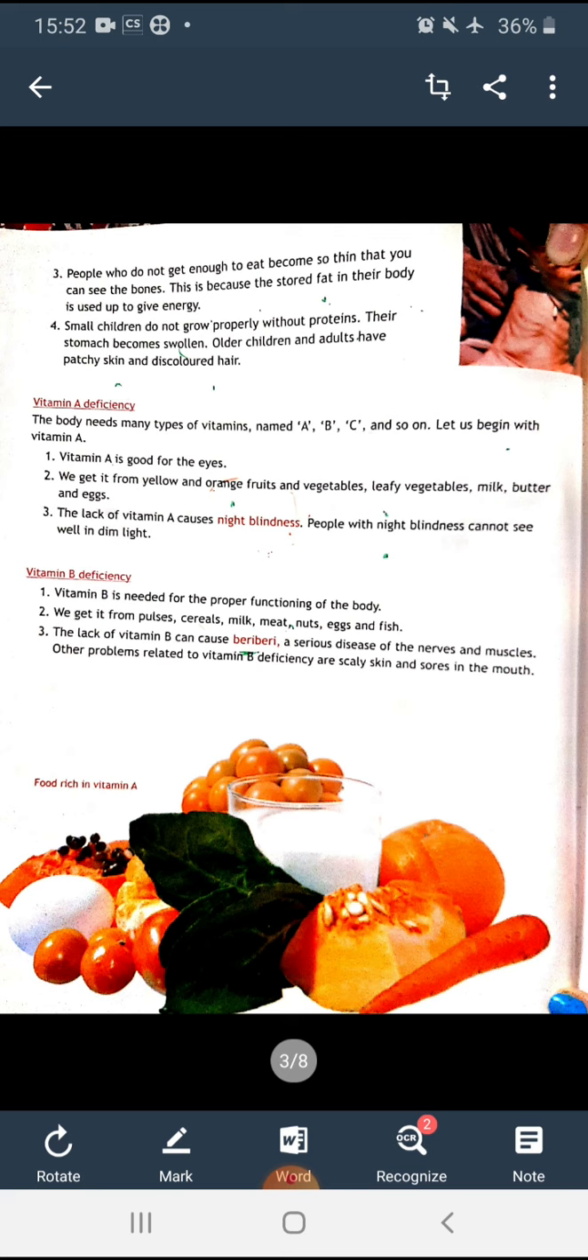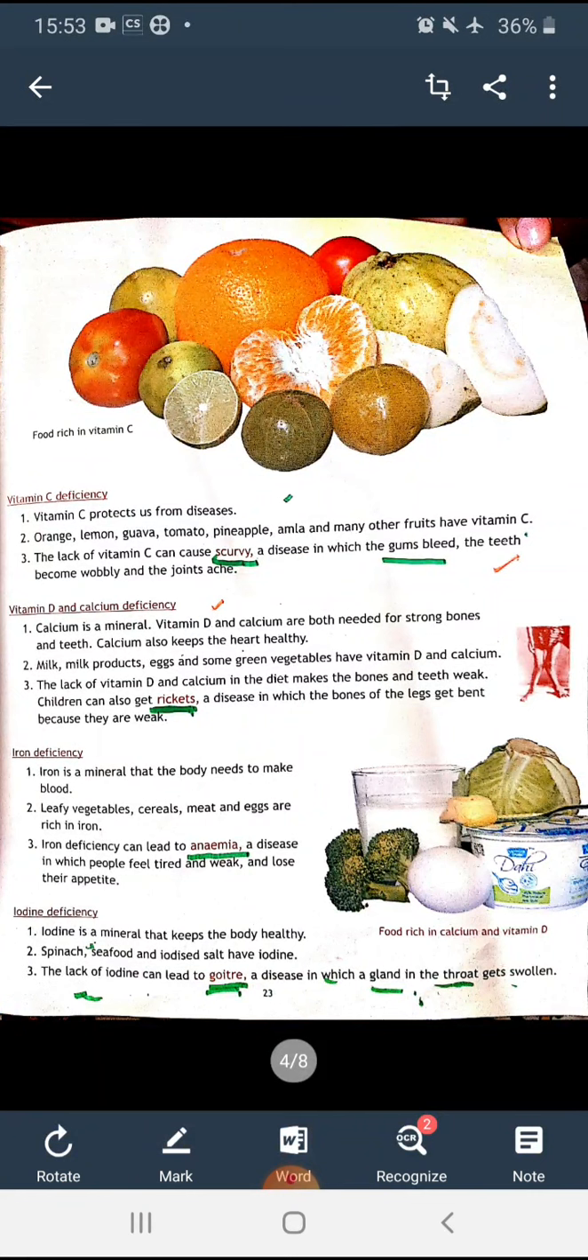Vitamin B is needed for proper functioning of our body. How do we get it? From pulses, cereals, milk, meat, nuts, eggs and fish. If there is lack of vitamin B, then one disease named beriberi occurs, a serious disease of the nerves and muscles. Other problems related to vitamin B deficiency are scaly skin and sores in the mouth. Vitamin C deficiency: vitamin C protects from diseases. Orange, lemon, guava, tomato, pineapple, amla and many other fruits have vitamin C. And lack of vitamin C can cause scurvy, in which the gums bleed, the teeth become wobbly and joints ache.